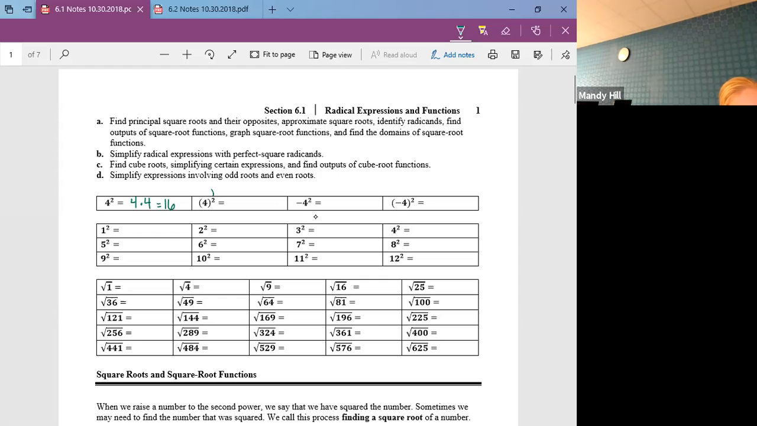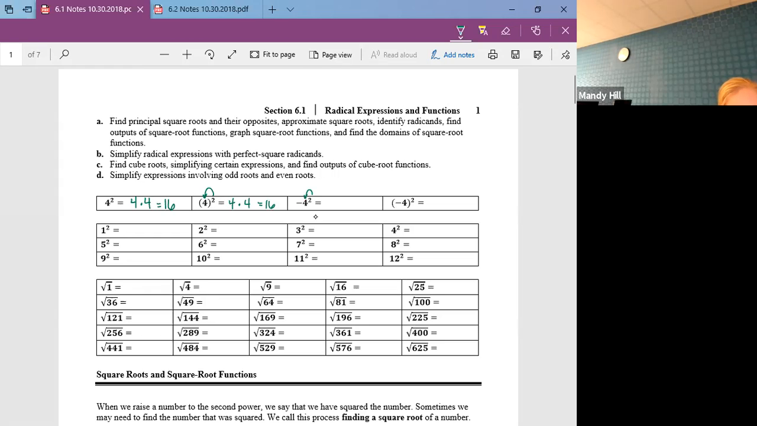When we have something in the parentheses, that 2 is going to apply to both of the things inside the parentheses. So this would be 4 times 4 as well, which is 16. Now this 2 doesn't have a parenthesis.